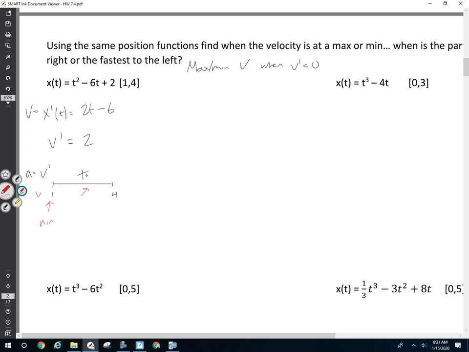My velocity derivative is positive. That means velocity is going up. So this must be the max. So I don't have to do some checking. I know that t equals 1 must be the min velocity, and t equals 4 must be the max velocity.